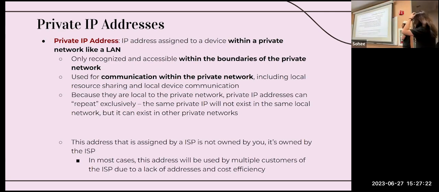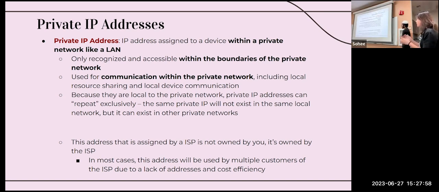And then we also have private IP addresses. So this is basically what's local to your private network. These are IP addresses assigned to a device within a private network like a LAN. It's only recognized and accessible within the boundaries of the private network. Within this network, if you figure out your IP, you're probably going to see something like 10.0.0, or you might see 192.168 if your network is smaller. Basically, these are IP addresses that you can access within your private network.